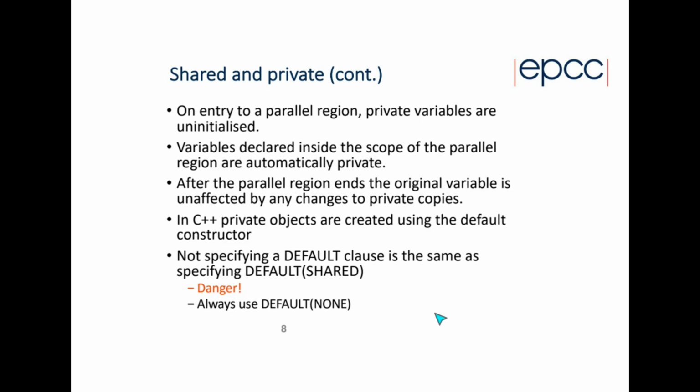Variables that are declared inside the scope of the parallel region are automatically private. For C and C++, that's often the more convenient mechanism of creating private variables: simply declare them inside the parallel region rather than declaring them outside and having them appear in a private clause. They're really equivalent, but from a coding point of view, it's usually better to have them declared inside. If they're variables that really only live for the scope of the parallel region, it's better to declare them inside.